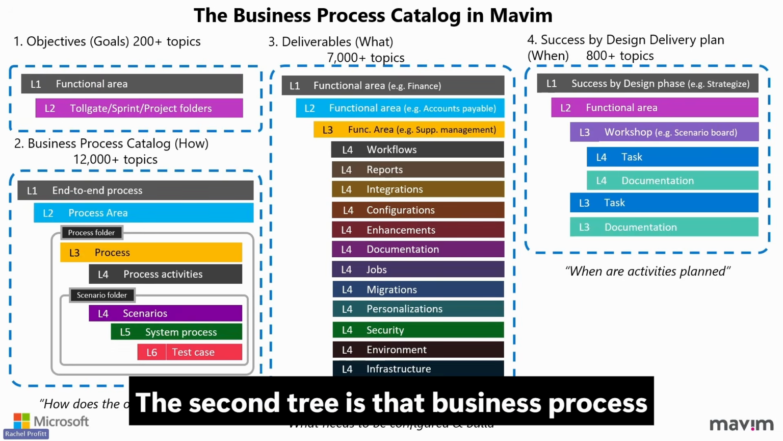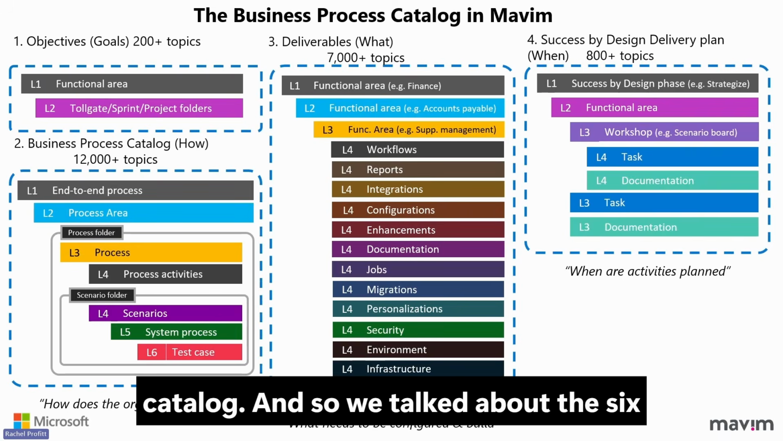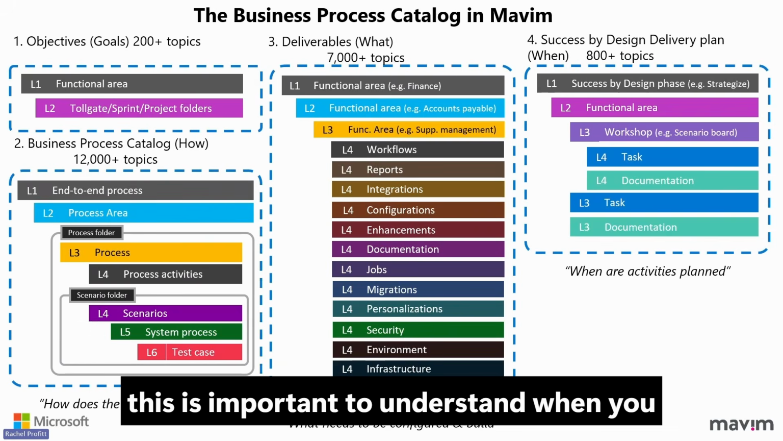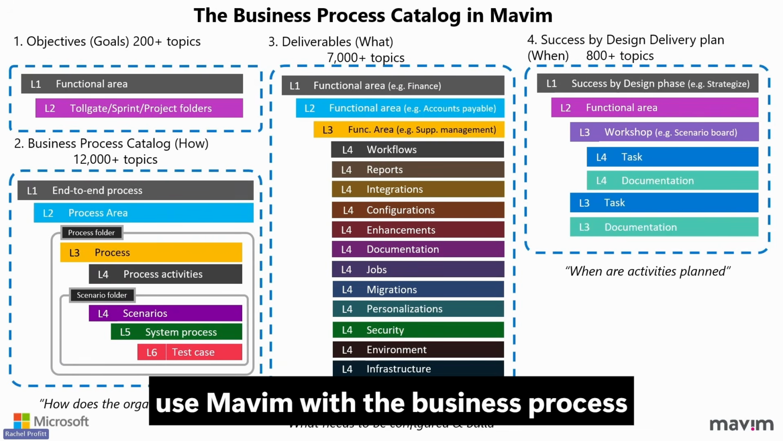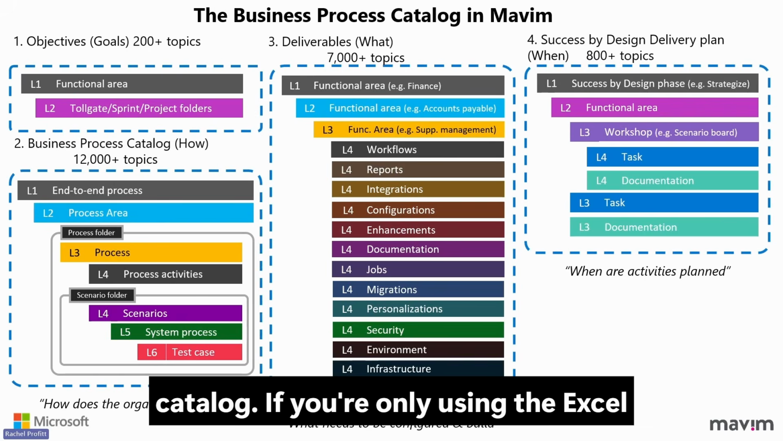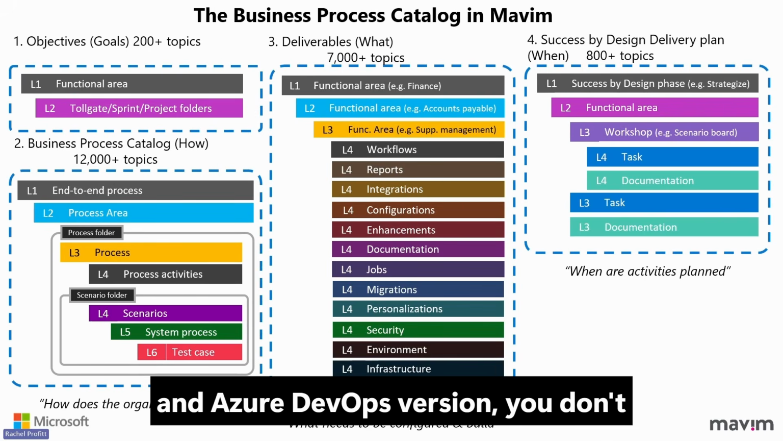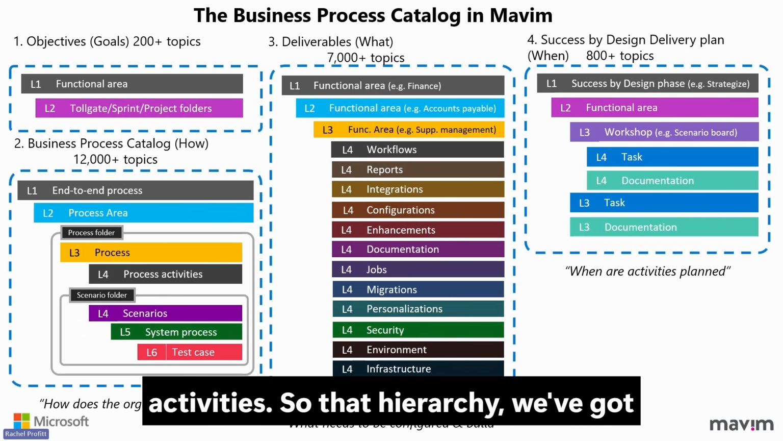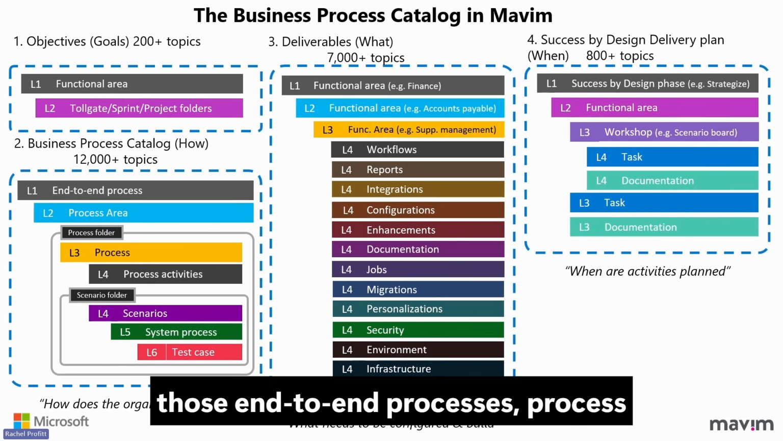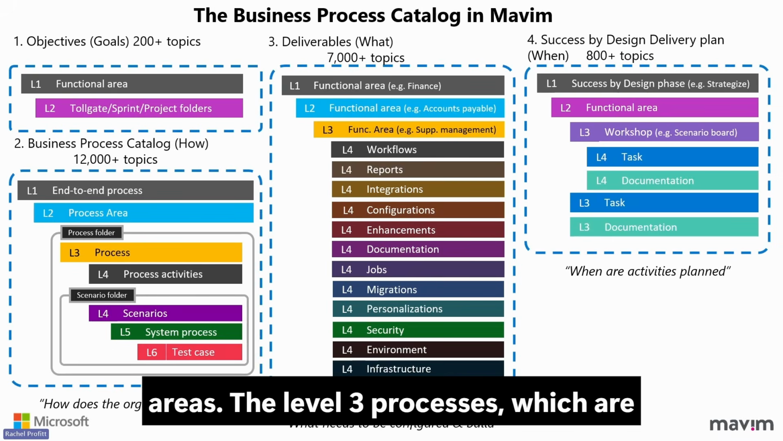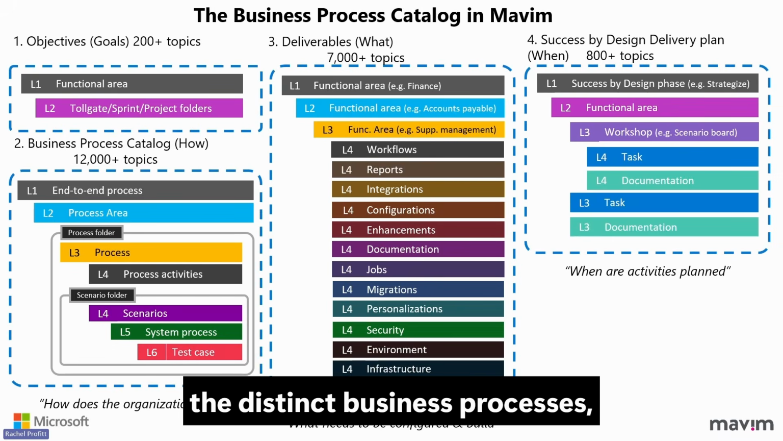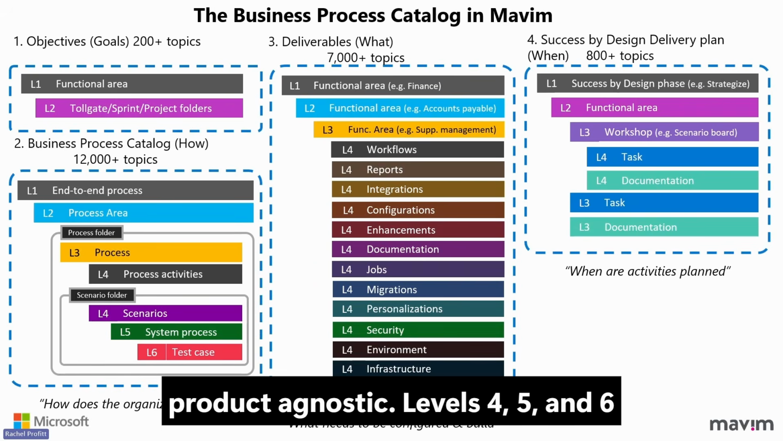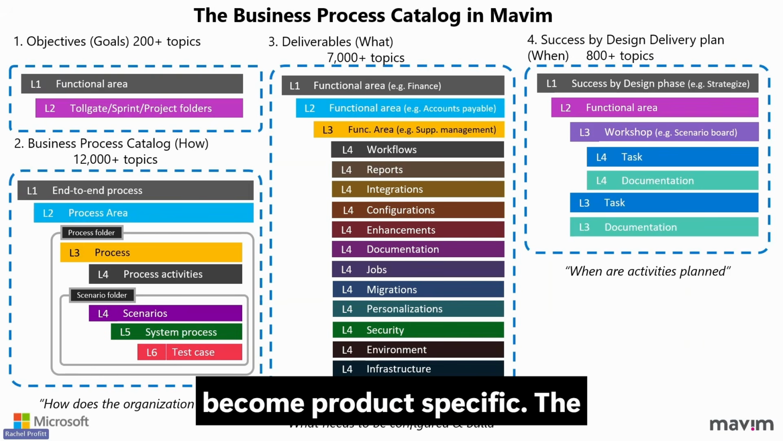The second tree is that business process catalog. And so we talked about the 6 levels, but you'll actually notice that there are 2 level 4s in here. And this is important to understand when you use Mavim with the business process catalog. If you're only using the Excel and Azure DevOps version, you don't actually see the level 4 process activities. So that hierarchy, we've got those end-to-end processes, process areas, the level 3 processes, which are the distinct business processes. Remembering levels 1, 2, and 3 are product agnostic. Levels 4, 5, and 6 become product specific.